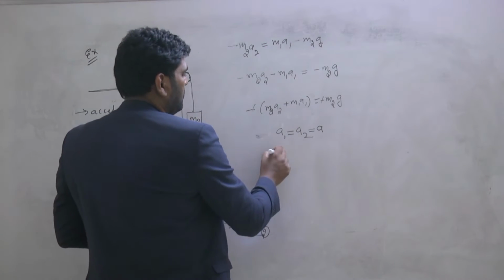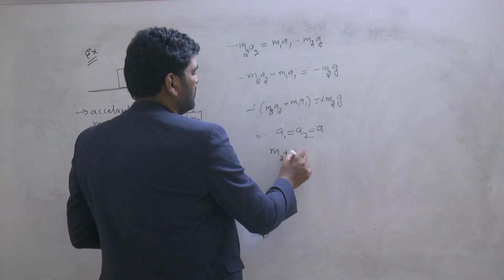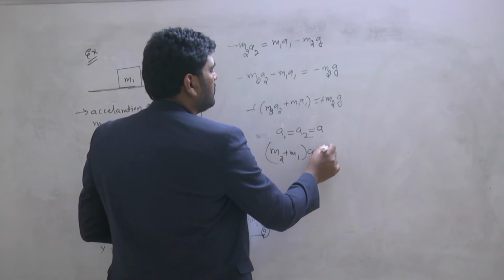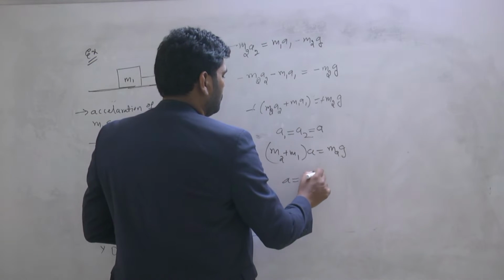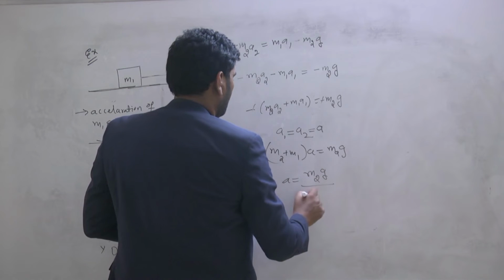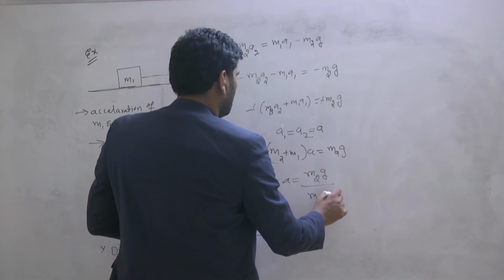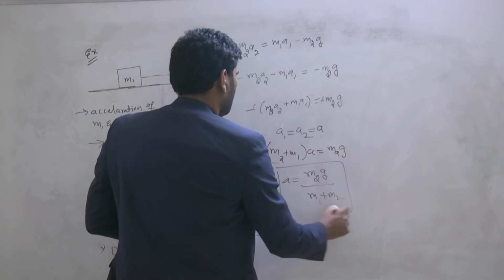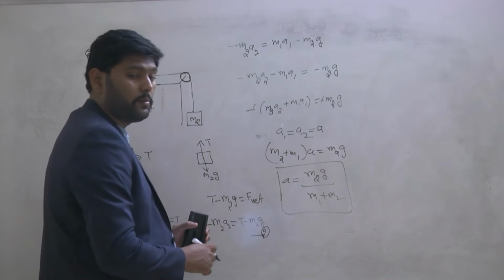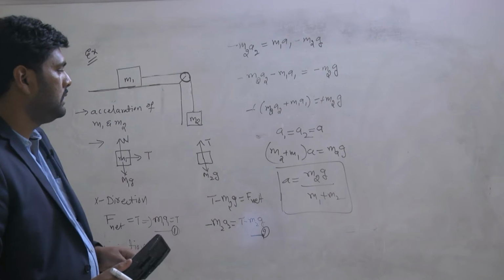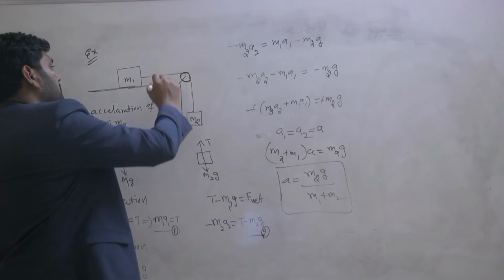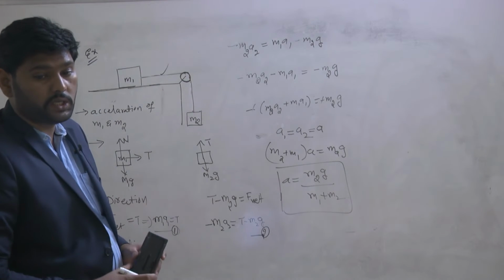From this we will write (M2 plus M1) A is equal to M2G. So from here A is equal to M2G by (M1 plus M2). So this is the acceleration of the blocks. Understand? When this is the acceleration of the block, what is the tension in the string?